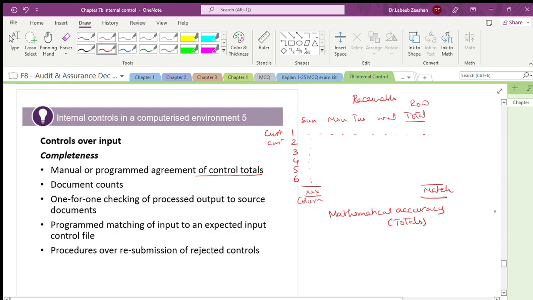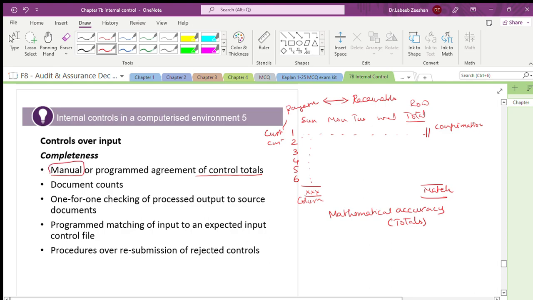Is that day wise basis? At the end of the day, we will get confirmation from customer 1. For customer 1 it is payables, and for us it is receivables. The payables and receivables should match or not. Manually or through programmed controls.